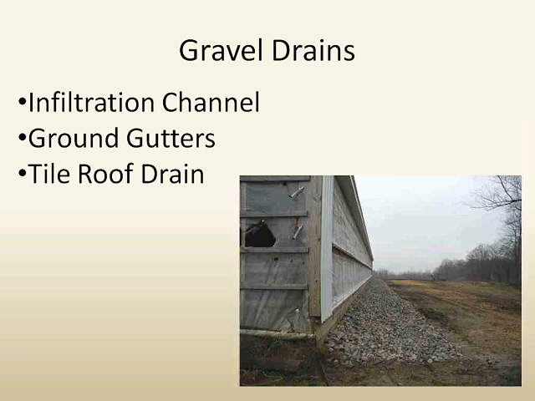Let's talk a little bit about an alternative to gutters, and that's the gravel drains. You hear them called a bunch of different types of terminology: infiltration channel, ground gutters, tile roof drains. Basically, the drip line comes off the roof and will hit a gravel area, and at the bottom of that gravel area, you've got a drainage tile that's going to collect the water. So the water runs into the gravel, infiltrates into the gravel to the underground outlet. The subsurface drain is at the bottom of that.